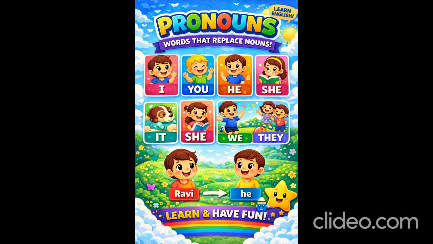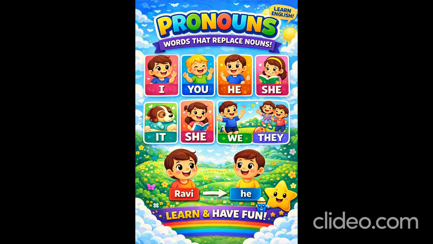It, used for animals or things. Example, it is a cute puppy. We, used when you talk about yourself and others. Example, we are playing together. They, used for many people or things. Example, they are singing.